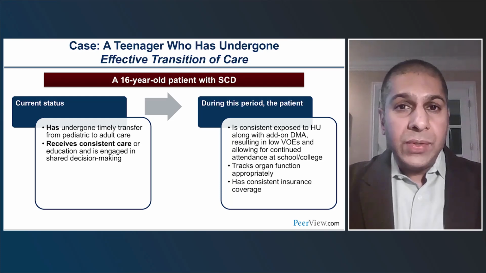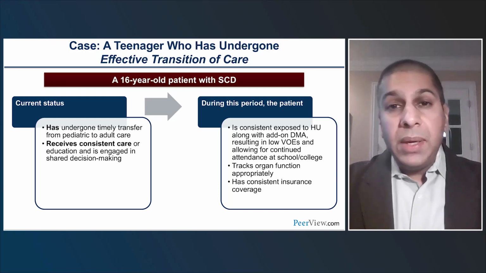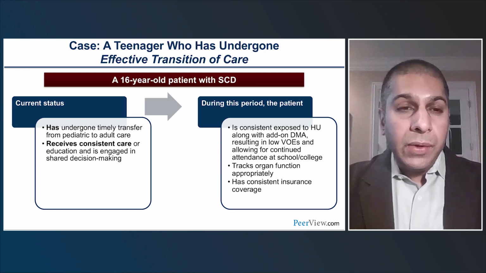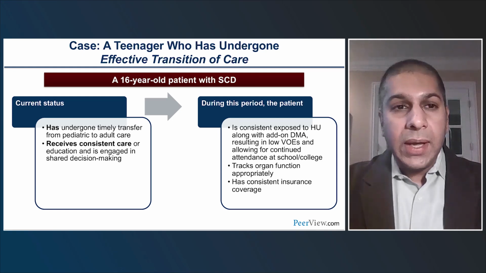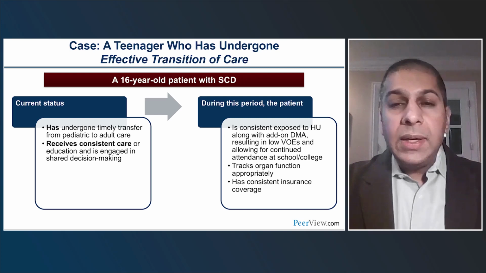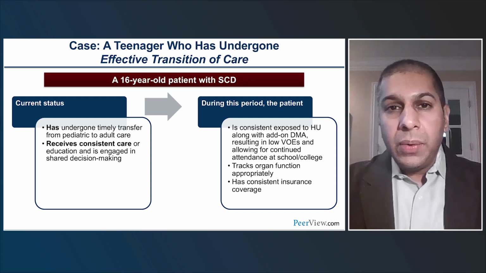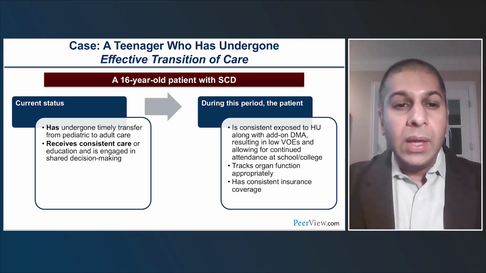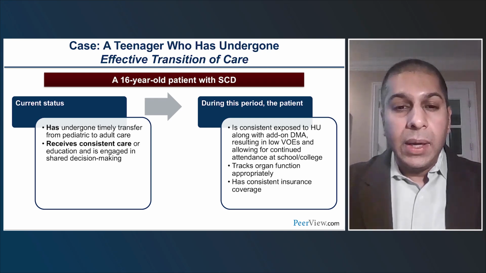With successful transition, the patient's also closely monitored for organ dysfunction. So in pediatrics, there's transcranial Doppler velocities. As you progress to adulthood, you want to monitor kidney function, cardiopulmonary function. Those are major organ systems that impact health as you get older. So it's important to track that as the patient transitions. And then consistent insurance coverage is critical so that you can get those therapies as well as monitoring and labs to assess the sickle cell disease.